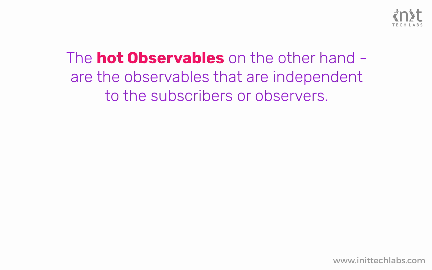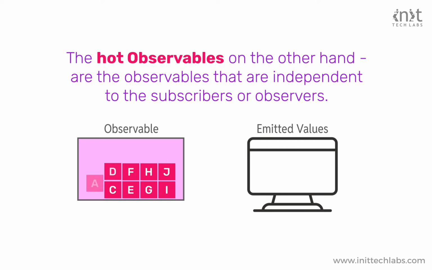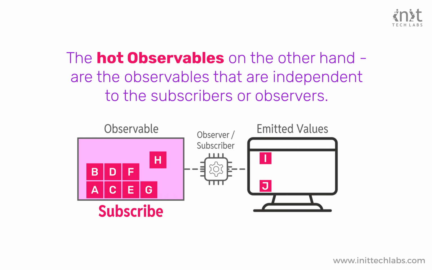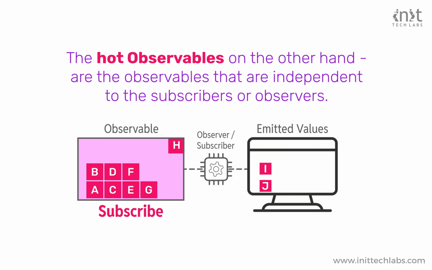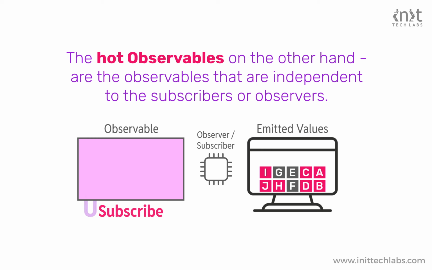The hot observables, on the other hand, are the observables that are independent of the subscribers or observers. That means they start emitting the values at any point of time without having to wait for a subscriber. A subscriber may begin observing the sequence of emitted items at some point after the observable commencement. This also means that subscribers may miss out on values that were emitted previously, at the time of subscription.